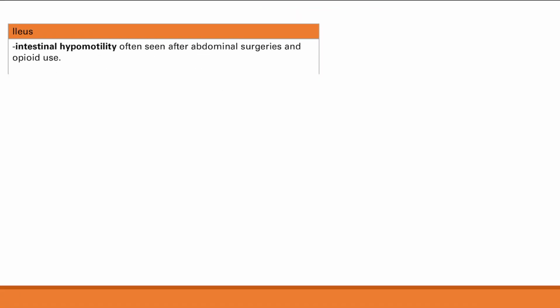Finally, ileus. You've probably heard of ileus already. Ileus basically means intestinal hypomotility. That means your intestines aren't moving along, so your food's not moving through the GI tract. And often you see this after abdominal surgery or opioid use that will lead to hypomotility of the intestines.